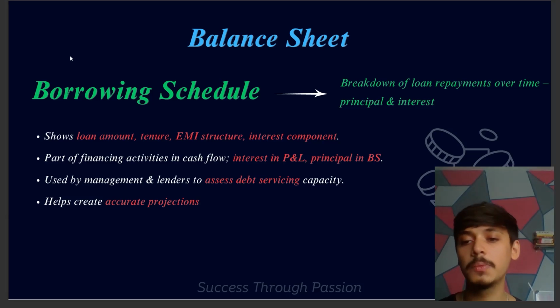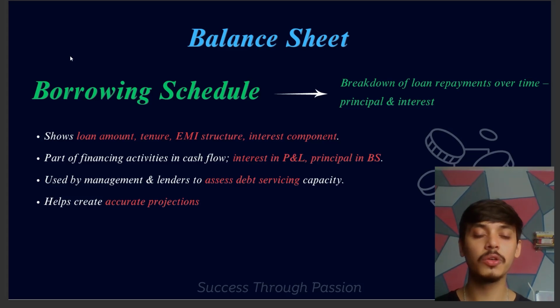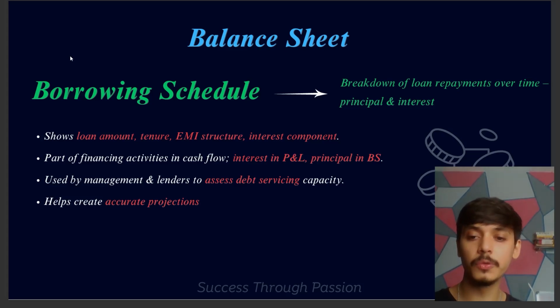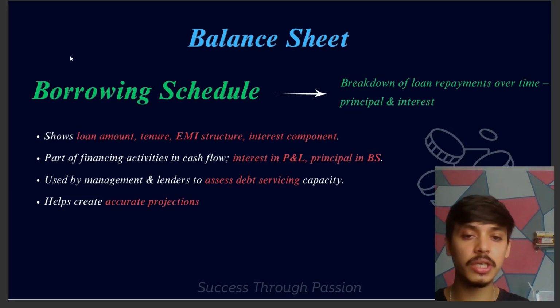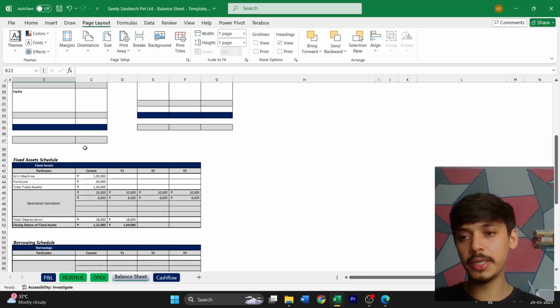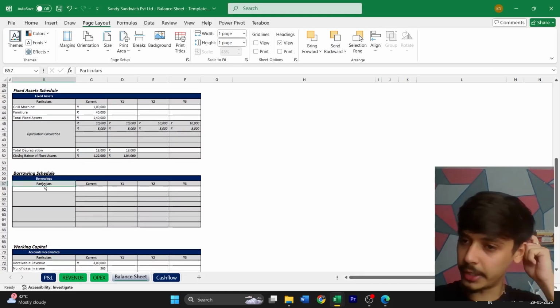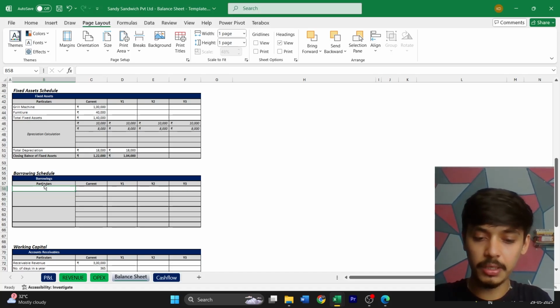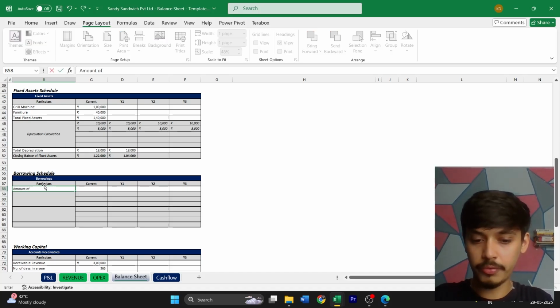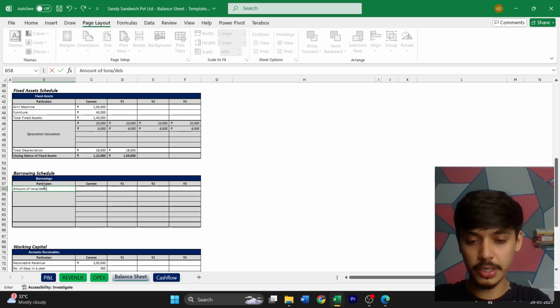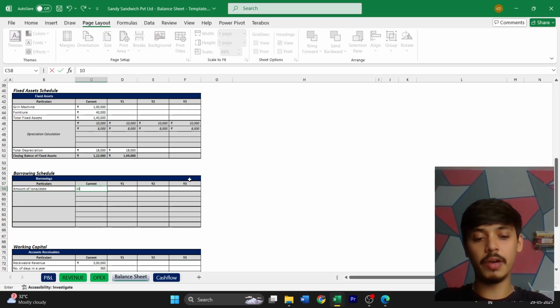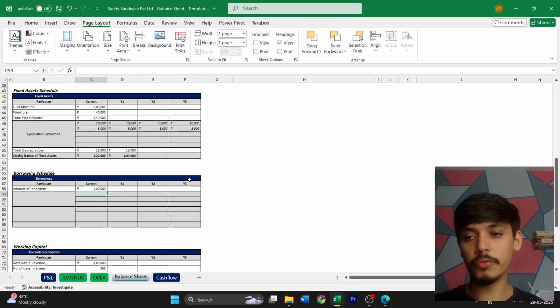And finally, it helps create accurate projections. So when you go through the current borrowing schedule, you can understand how much you can borrow for the future years, and that way you can then project the amounts for that. So going back to the template, we now are at the borrowing schedule. The first line over here would be amount of loan or debt. So currently we have 1 lakh as the amount borrowed from the bank.